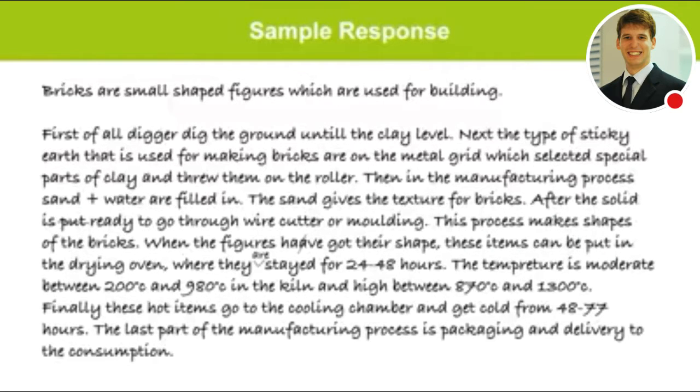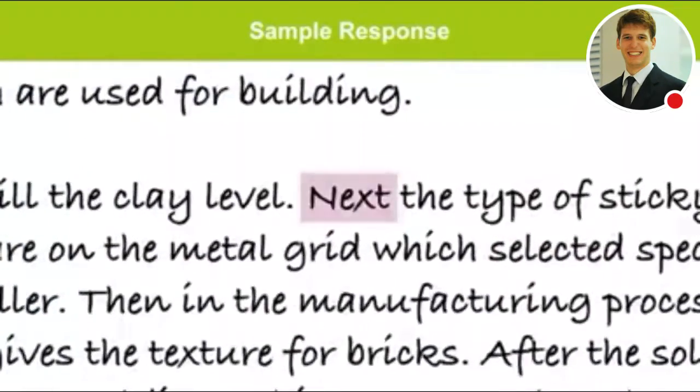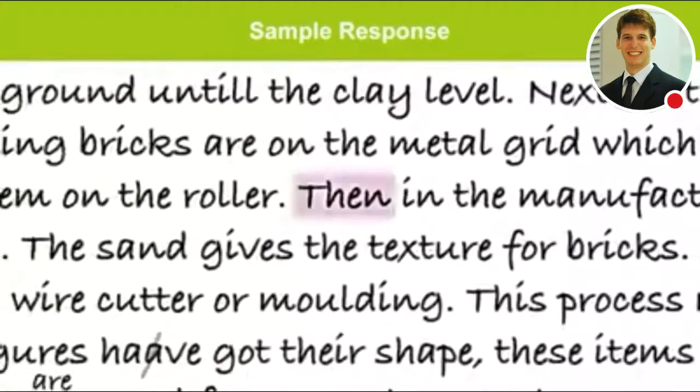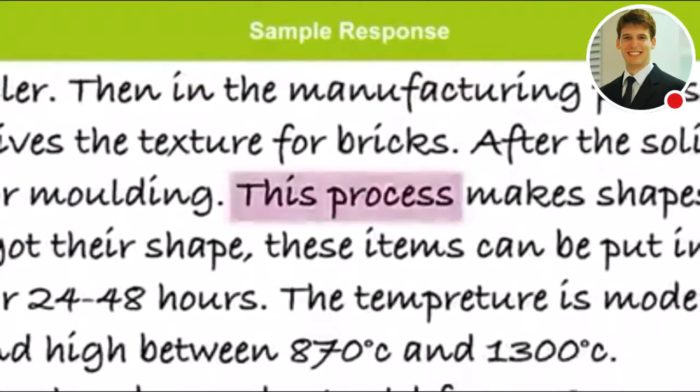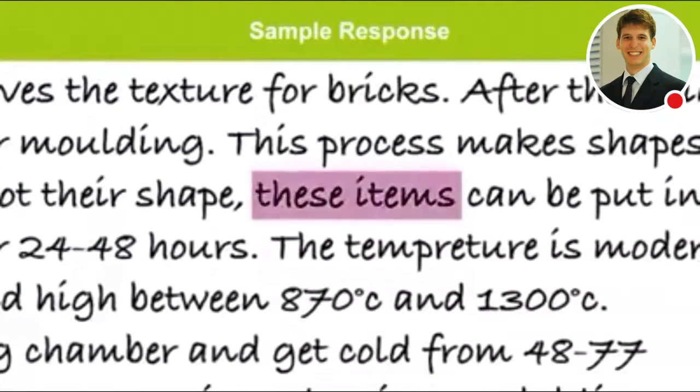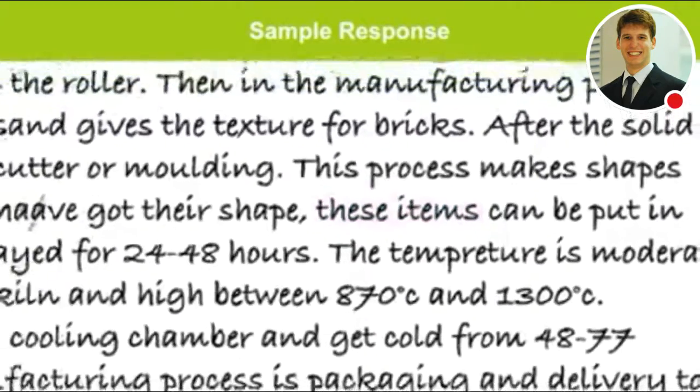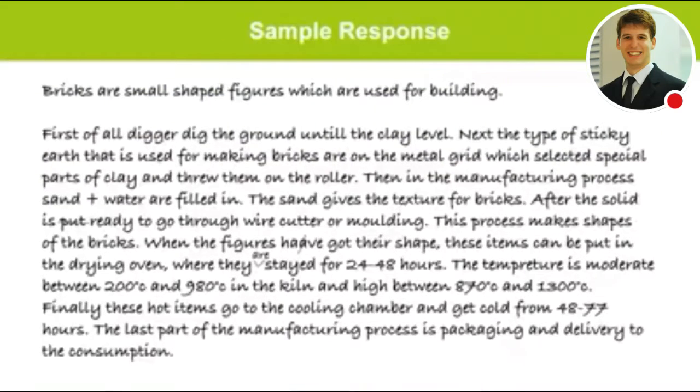Remember coherence and cohesion? Well, this answer uses linkers and words to sequence events effectively, although it feels like a list of linkers. For example, in the first part, there is a linking word or sequencing word in nearly every sentence. This process is a good way of referring to the process being described, and using these items is a good way to avoid repeating the word bricks too many times. These are all examples of cohesion.